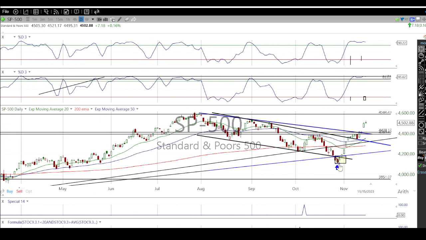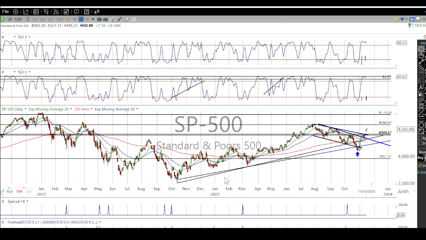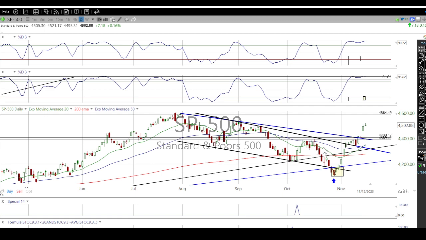So anyway, this area right here was a really good buy zone, because it was a lower trend, an underlying trend line, what we call a 1-2-3 pattern, and a rising trend line, which goes all the way out to 2022, that recent low. We kind of had X marks the spot.